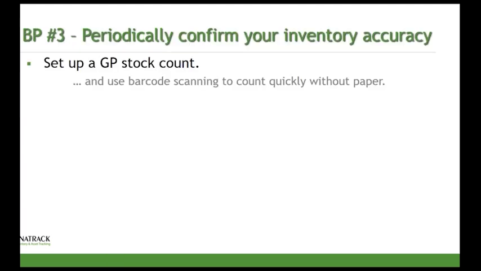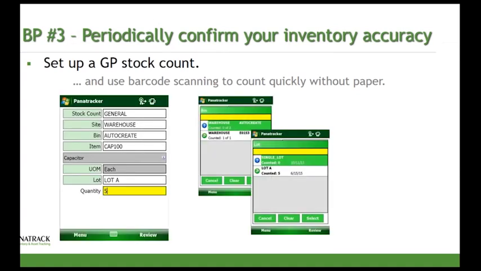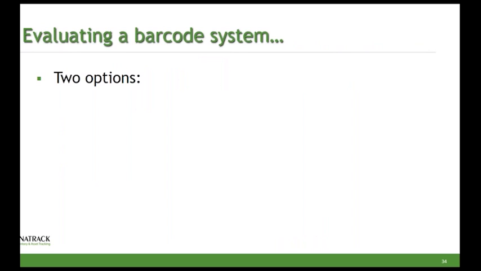So, best practice number 3, periodically confirm your inventory accuracy. Best way to do that, GP already has a pretty awesome stock count. Just add barcode scanning to quickly count without the paper. You don't need to print up all the count sheets and hand them to everybody. We do some pretty nifty stuff so that you don't have to necessarily tear apart warehouse aisles in order to count serial numbers. It's pretty cool.